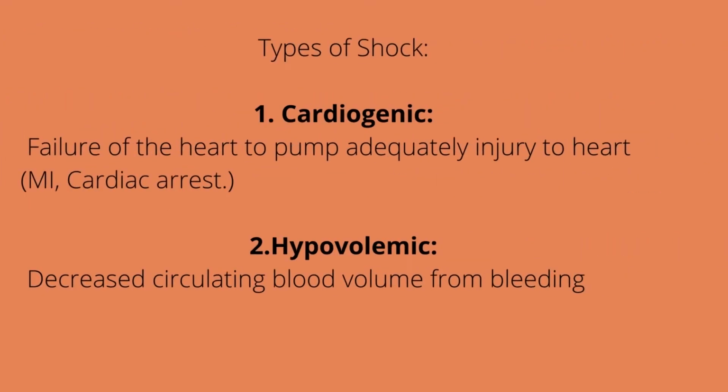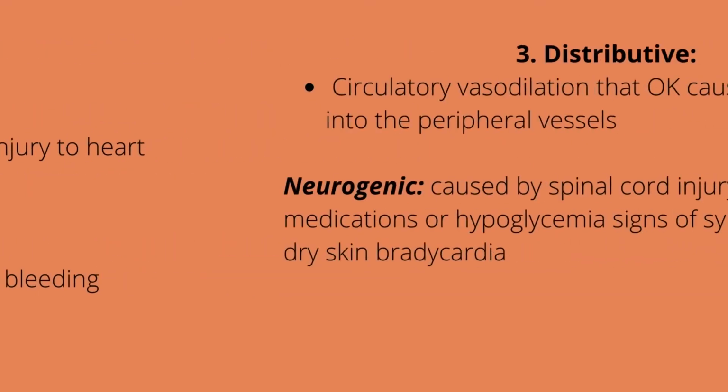There is cardiogenic, hypovolemic, and distributive shock. So what is a cardiogenic shock? A cardiogenic shock is failure of the heart to pump adequately. It's due to a heart muscle injury, and some of these injuries include an MI or a cardiac arrest. Hypovolemic shock, volume. It's a decreased circulatory issue, so a decreased circulating blood volume, either from bleeding, right? Low volume or dehydration. Or even a burn patient could have a hypovolemic shock.